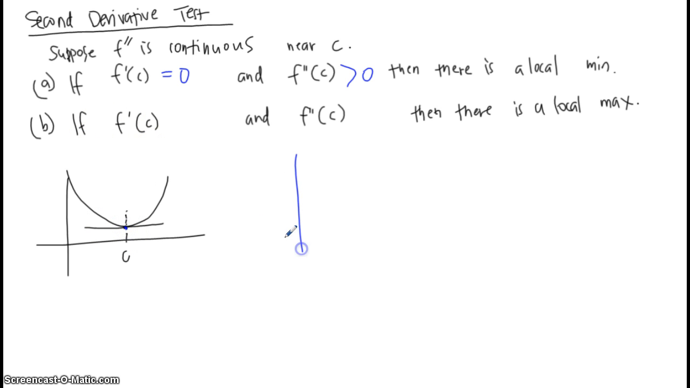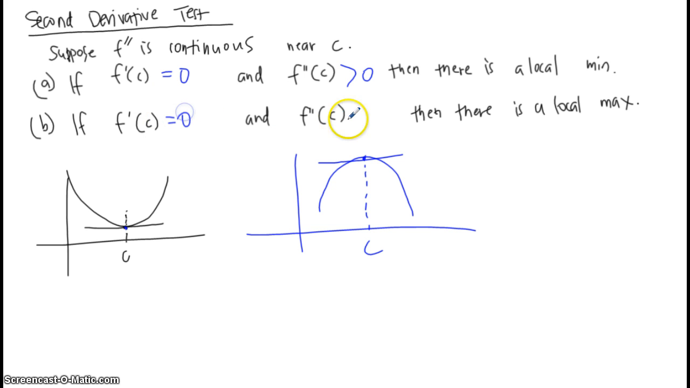In the same way, if I have a local maximum, as we do here, what do we know about the first derivative? At c, the first derivative must be 0, and the second derivative has to be negative. Then there is a local maximum at c.